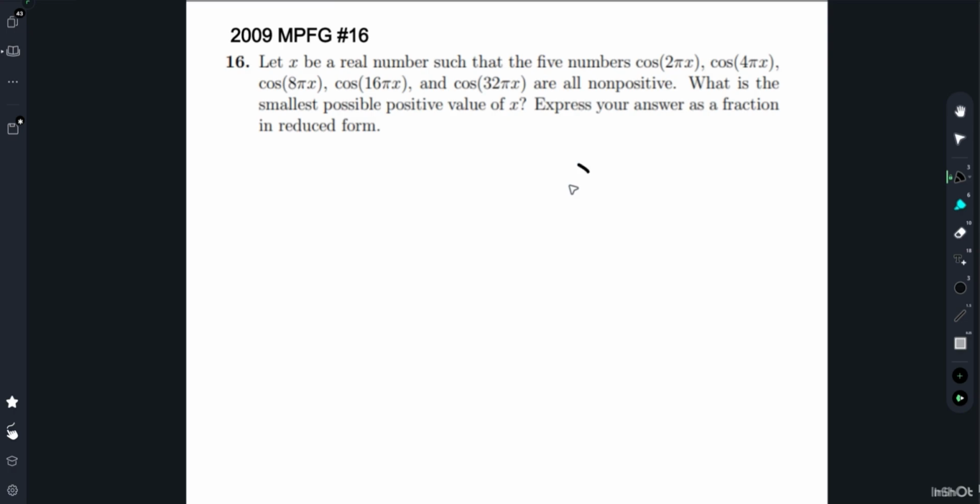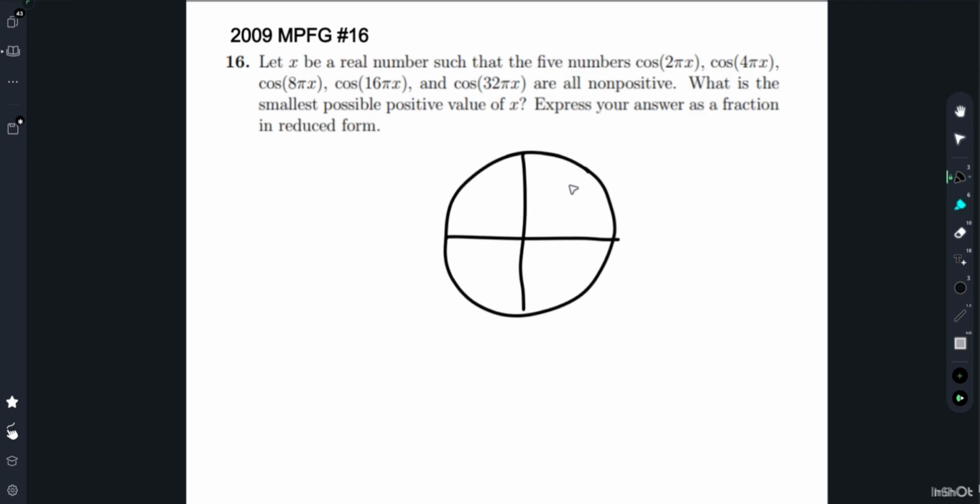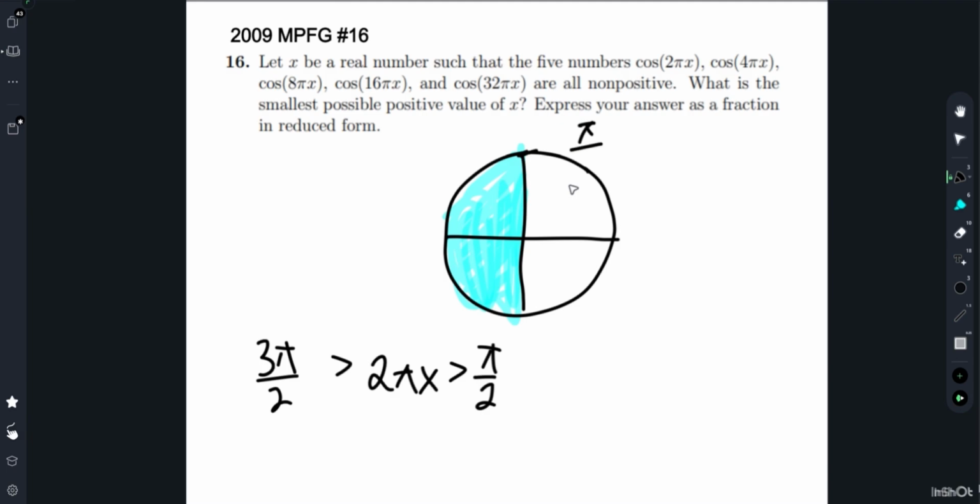First of all, something we want to notice about cosine is that if we draw the unit circle, cosine is x, so this entire sector is what we want, as we want cosine to be negative. This means that, for example, 2 pi x has to be greater than pi over 2 and less than 3 pi over 2, as this is pi over 2, and this is 3 pi over 2.